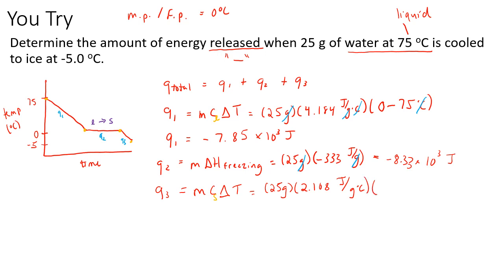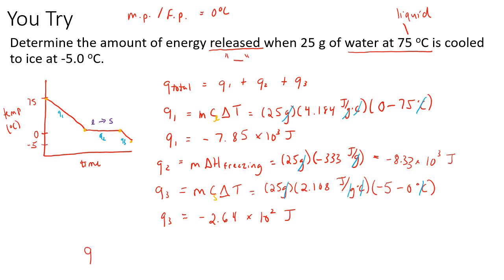times our delta T, T final minus T initial. T final was -5 degrees Celsius minus 0 degrees Celsius, which was our T initial. Grams cancel, degrees C cancel. For Q3, we get -2.64 times 10 to the second joules.